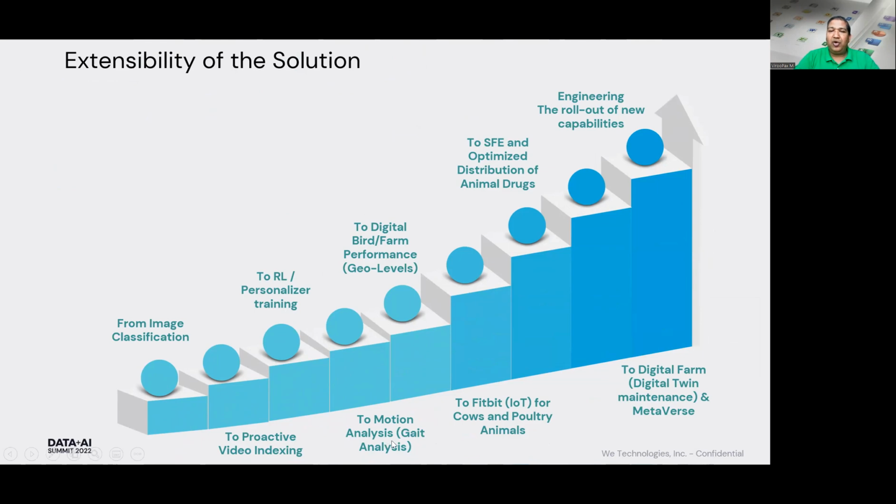And beyond that, you see motion analysis, gait analysis for cows, as we are going to talk about, bird and farm level performance, geo level at the farm level, and then optimization of the distribution of animal drugs to all of this. Also, the use of IoT devices in this industry can be augmented by using the right architecture and adding more and more value along.